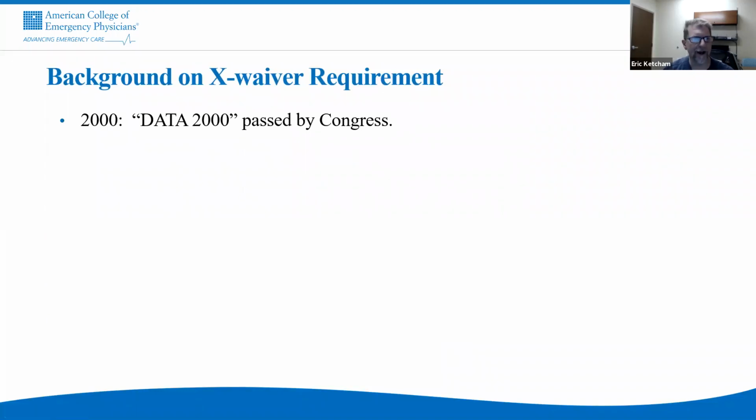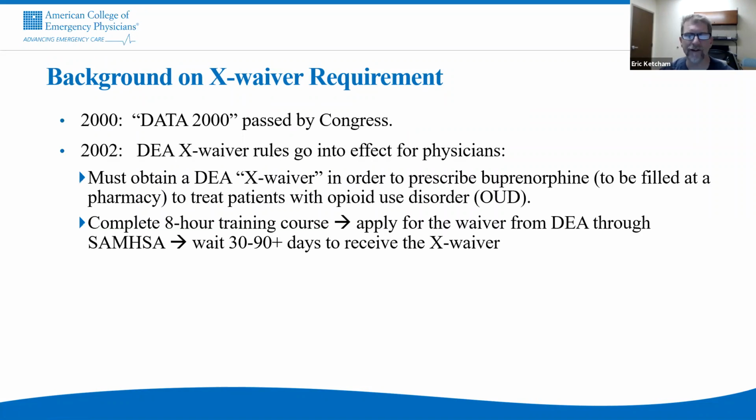Just to give you a little history, right? The XWaiver all started with what's known as the Drug Addiction Treatment Act of 2000, when this was passed by the US Congress. It went into effect in 2002 after it worked its way through the regulatory process, which is the process that new laws have to work through to actually get implemented. And with this came the requirement that you had to get a DEA XWaiver in order to prescribe buprenorphine. When I say prescribe, I mean to either discharge somebody from the hospital with some, or to give them a prescription they can take and fill at a pharmacy.